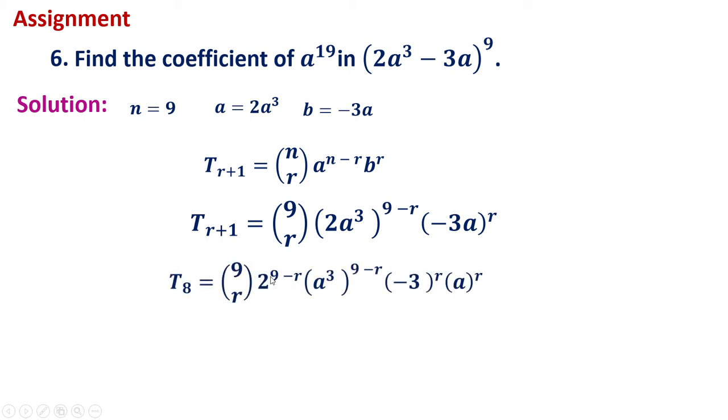So, let's check. So, 9 and r. So, 2, because we will erase this, right? 2 to the 9 minus r. This one, we just distribute. And then, 3 raised to 9 minus r. So, negative 3 raised to r, and then a raised to r. So, we just distribute that. So, we have 2a raised to 9 minus r. And then, this is 27 because 3 times 9 is 27.